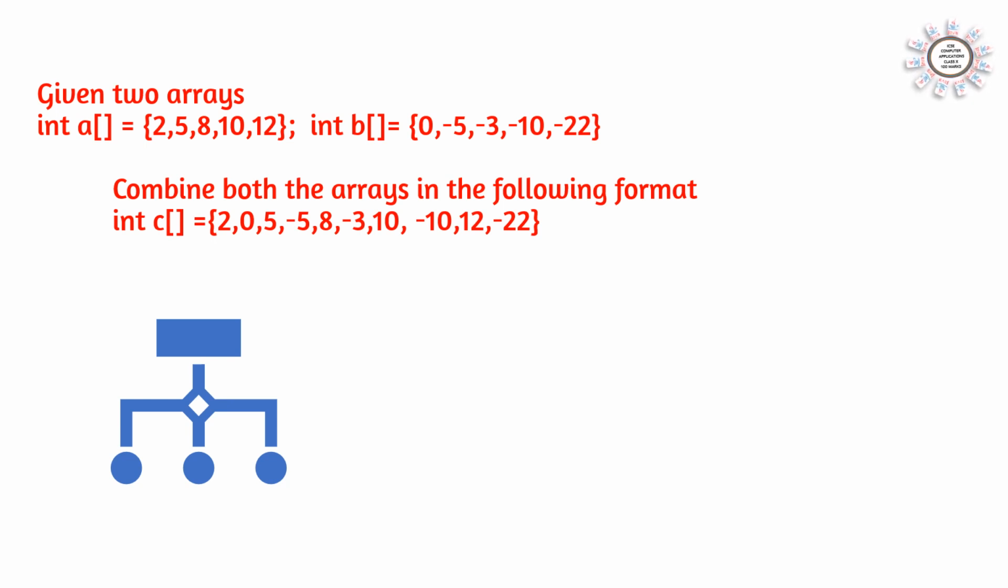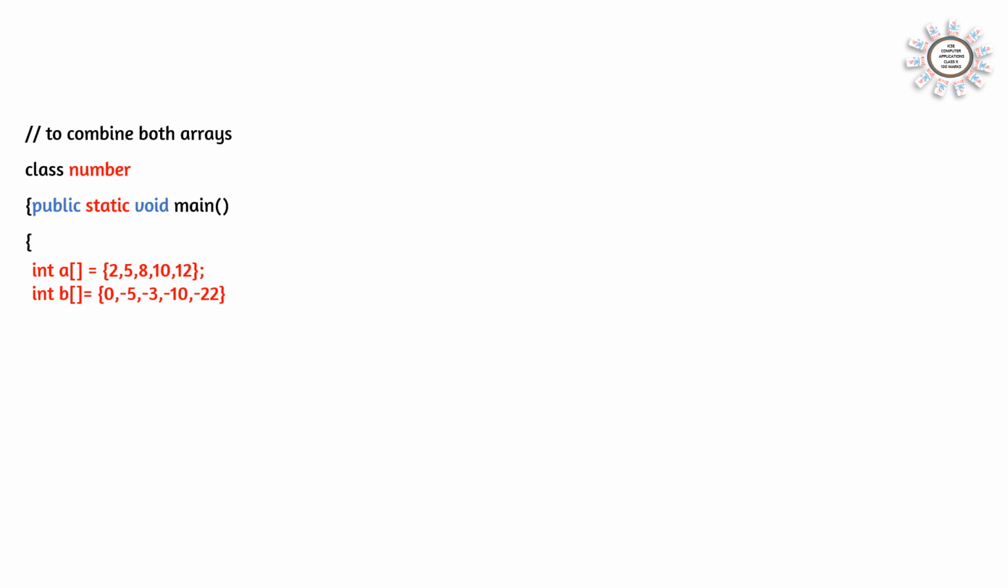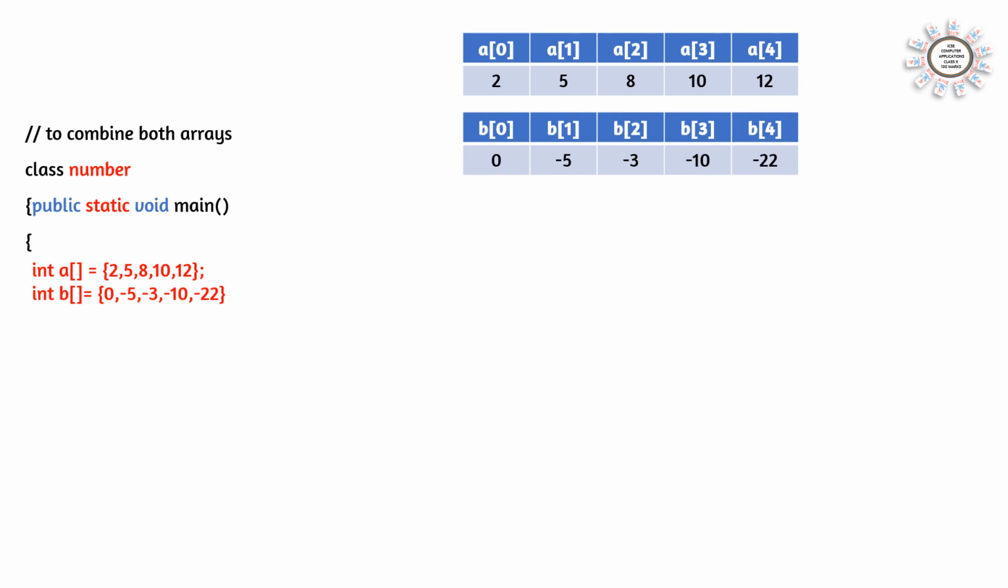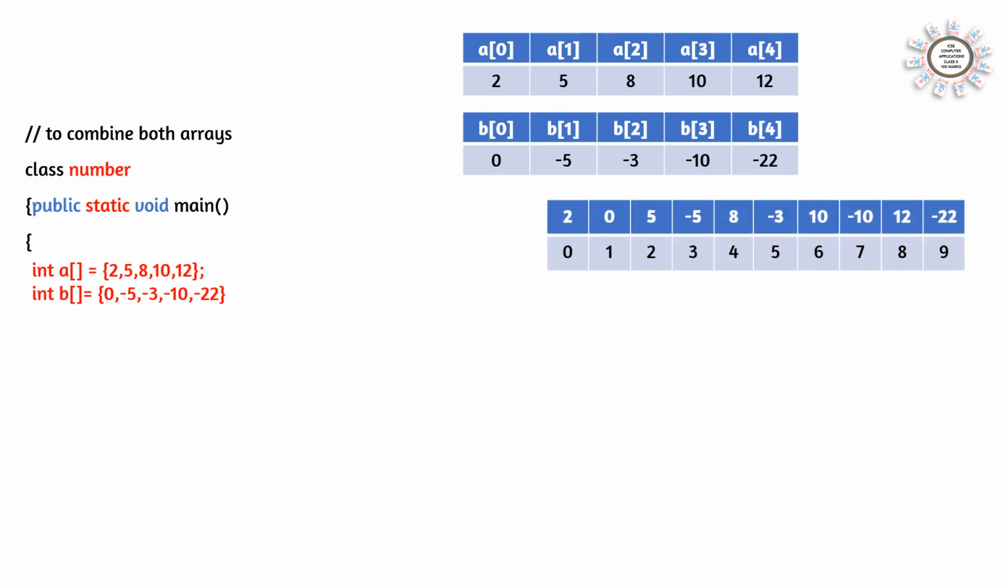That means we are mixing both the arrays and storing them in the array C. So 2, 0, 5, minus 5, 8, minus 3. First time array A will come, then array B, then again array A, array B, again array A, and array B elements are stored. So now we can see how to do this program. The beginning of the program is the same as we have already done: declaring the class, public static void main and storing the array elements. Here we can see array A is stored and array B is stored, and we are combining both the arrays in the third array according to the question.